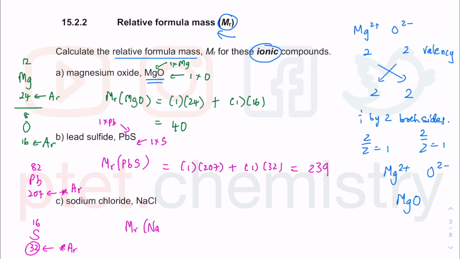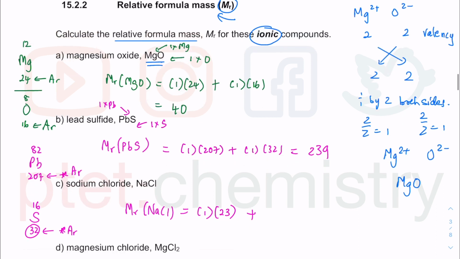Next up, we have sodium chloride. So we have 1 sodium and 1 chlorine. Straight from your periodic table, I hope you notice that sodium is element number 11. Element number 11 means the atomic number or the proton number is 11. So you don't read 11, you use 23 because the number at the bottom is the relative atomic mass.